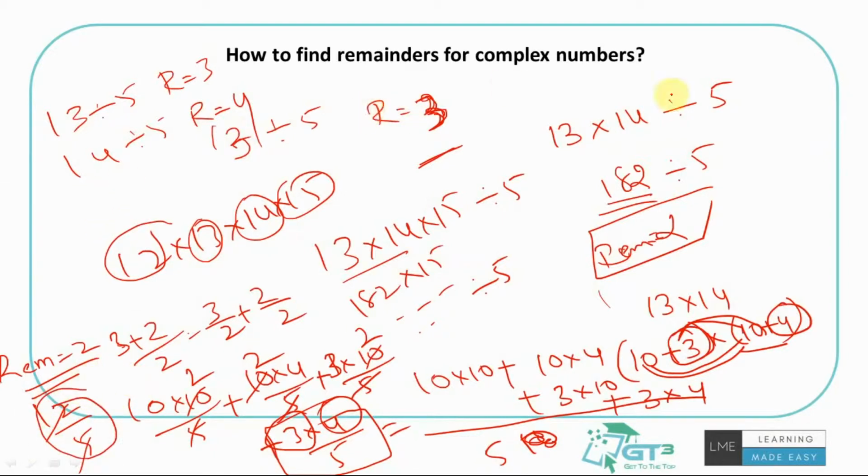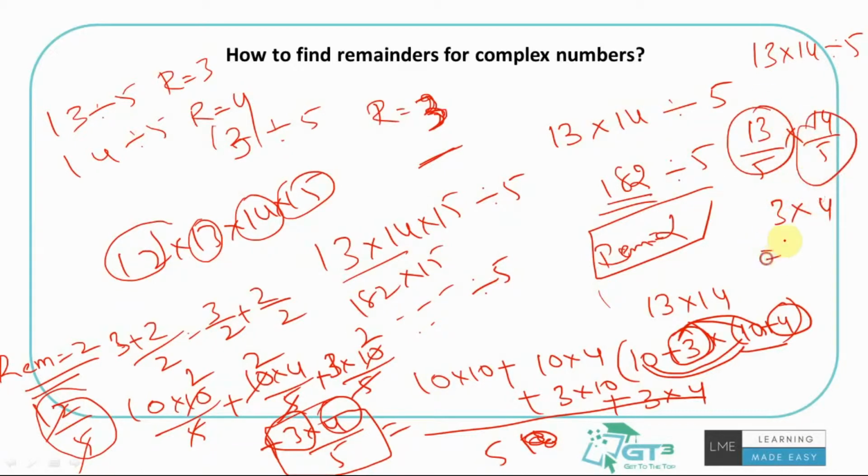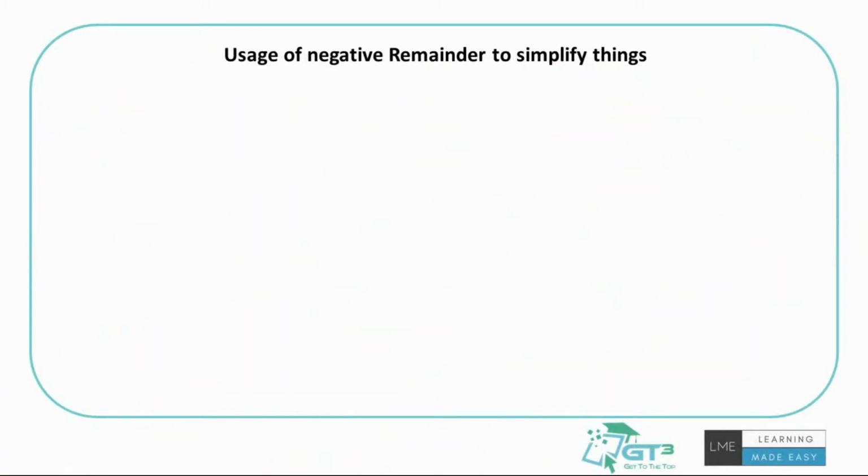So any question you see like 13 into 14 divided by 5, I can simply try to find the remainder of 13 and 14. This is 3 and this is 4. So that's 12. 12 divided by 5, the remainder is 2. So that's the answer, right? So that's how you can actually find the remainders for the complex numbers, like any big multiplication or anything you see. So you break it, find the individual remainders, and then again multiply and add and do the relevant thing.